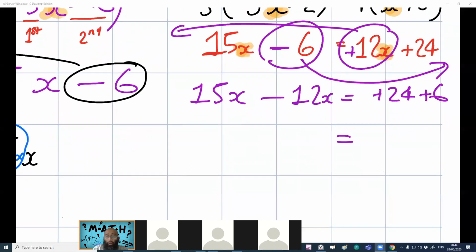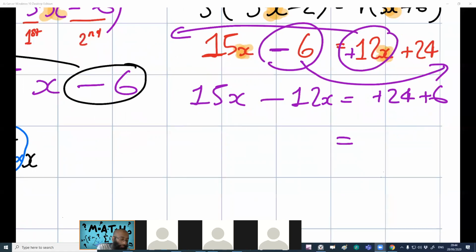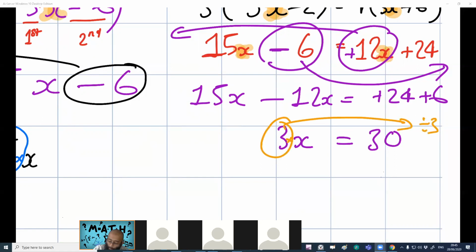Okay, what's 15x minus 12x? It would be 3x. And what's 24 add 6? 30. And what's the opposite of times by 3? Divide by 3. And then it would be 10.